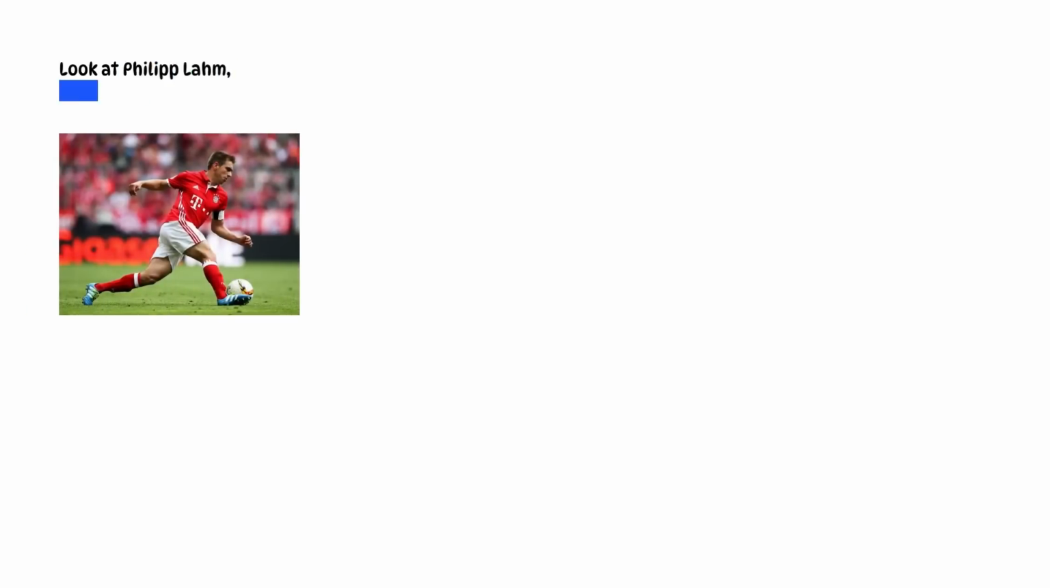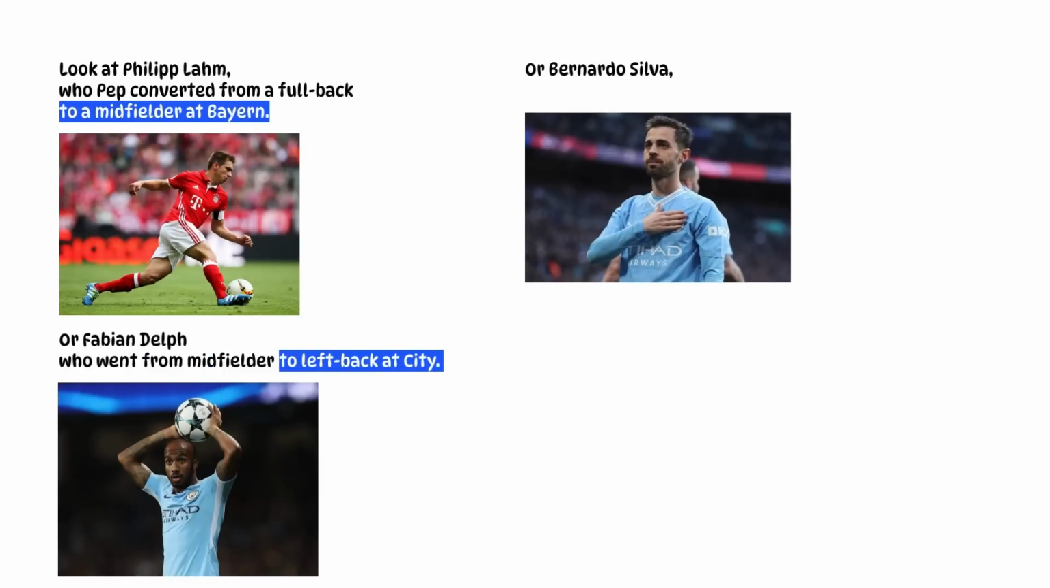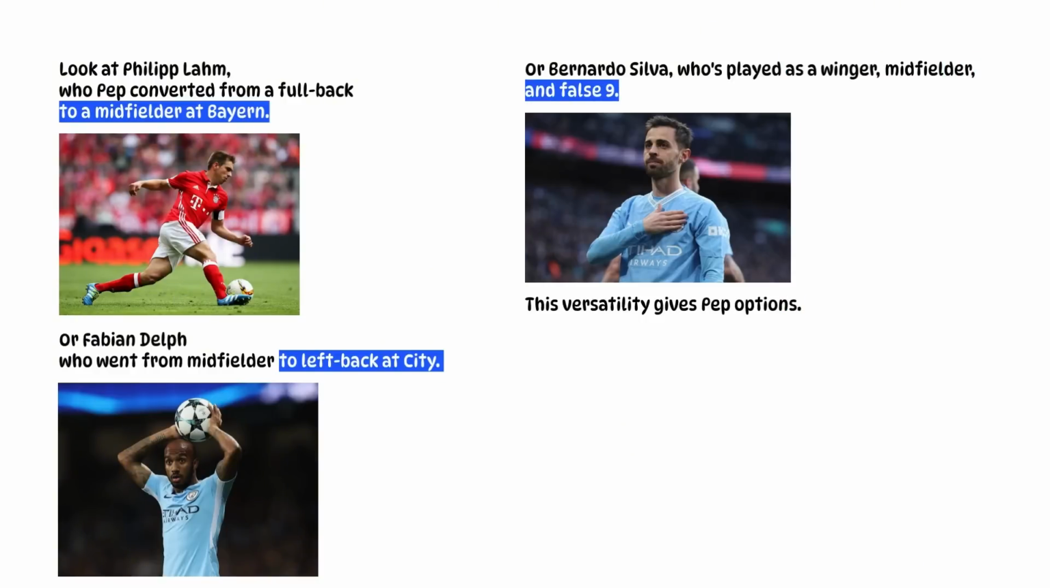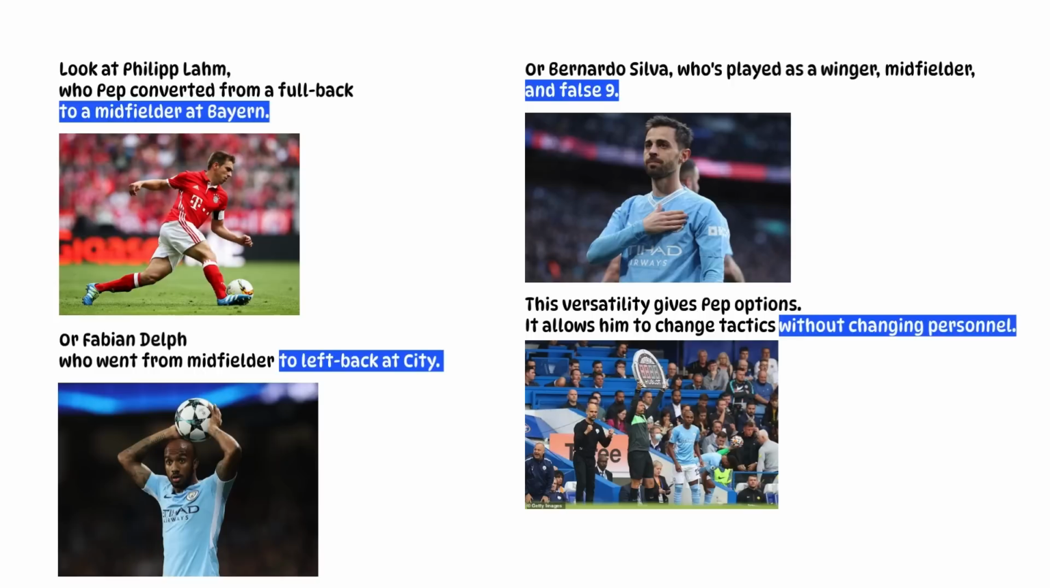Look at Philipp Lahm, who Pep converted from a fullback to a midfielder at Bayern, or Fabian Delph, who went from midfielder to left-back at City, or Bernardo Silva, who's played as a winger, midfielder, and false nine. This versatility gives Pep options. It allows him to change tactics without changing personnel.